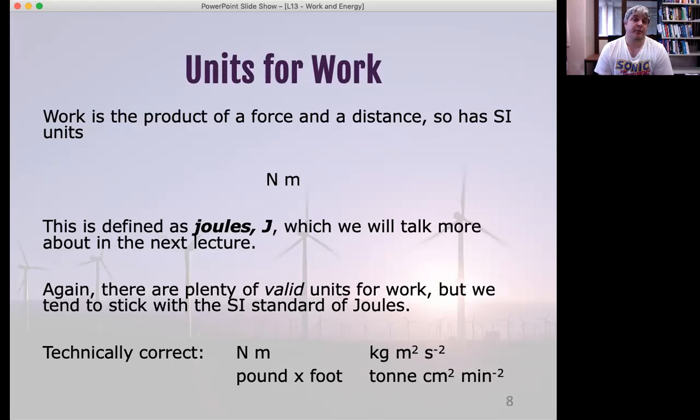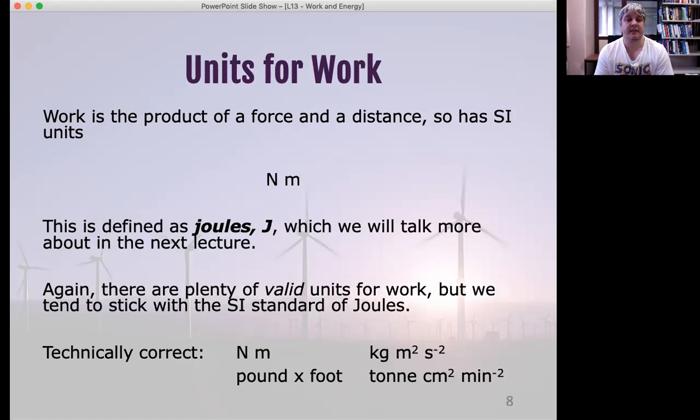The units, since it's a product of force and distance, is going to be a product of the units for force and distance, which is newtons times meters. However, because work is such a common property that we're looking at in systems, and in fact it's a type of energy that we're going to see, we define it as joules, which we write as a capital J.